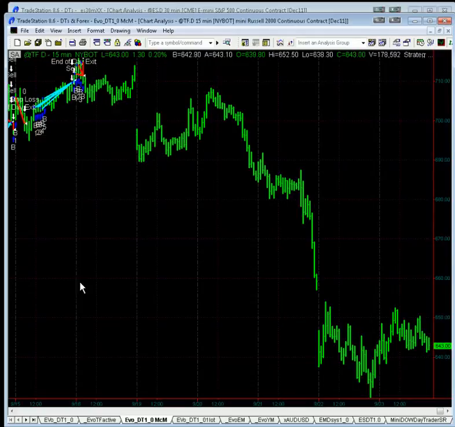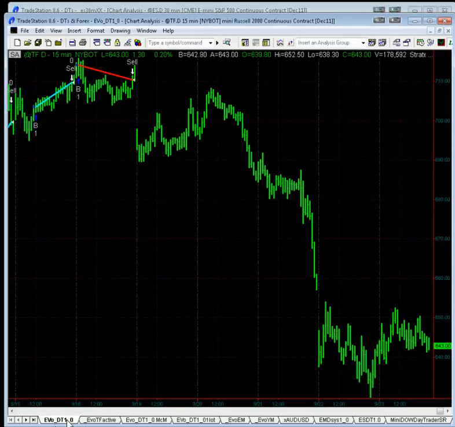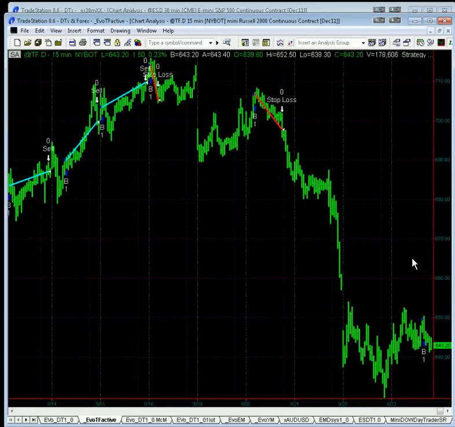This is our Evo MCM. The Evo's been kind of quiet, not really much going on. Evo TF active, unfortunately, just got hooked at the highs of 650, and may actually get stopped out all over.